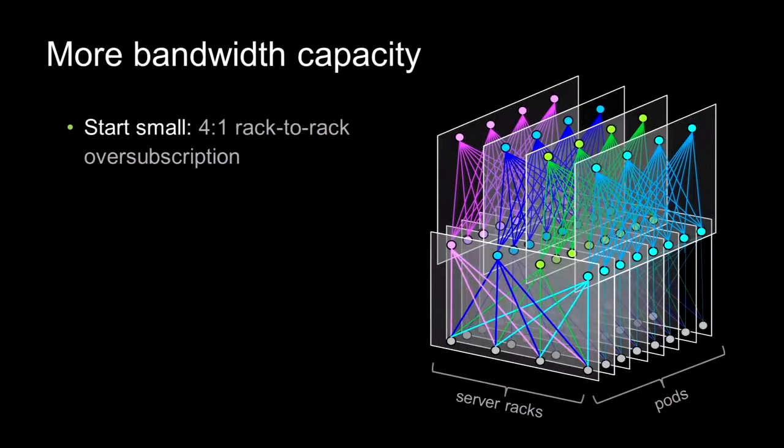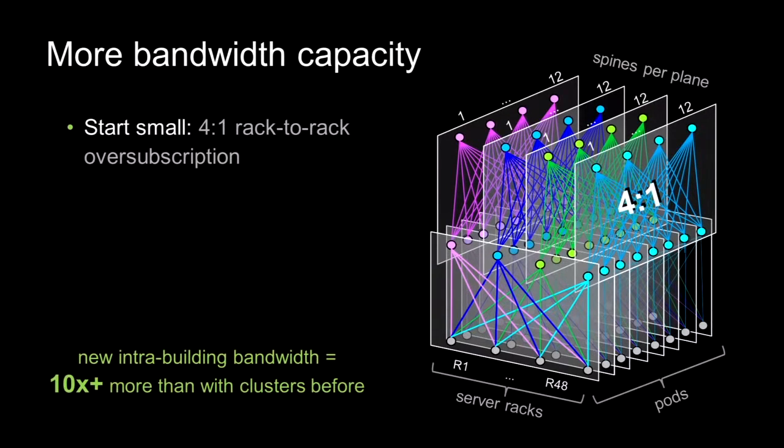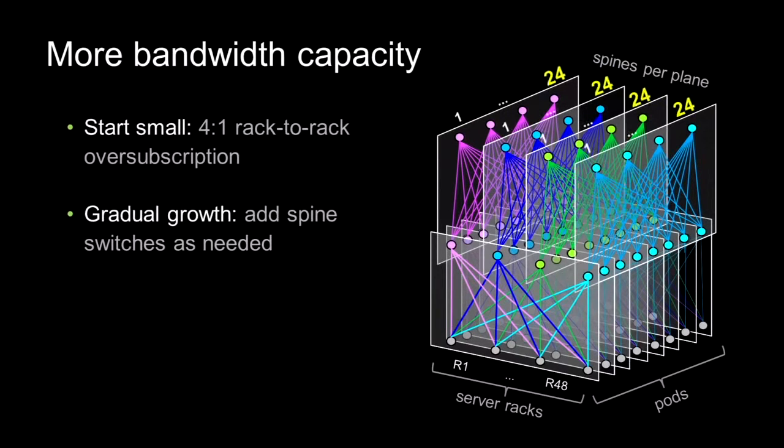It offers much more bandwidth than what the cluster network offered us before, and it allows us to gradually grow into that full capacity. We can start small. We can start at 4-to-1 rack-to-rack oversubscription, and what that means is we have 48 racks on the bottom and 12 spines per plane on the top. So for 48 inputs, we have 12 outputs, 4-to-1. Even this starting point is providing us 10 times more inter-building, inter-cluster communication bandwidth than what we had before with the oversubscribed cluster network. Then we can gradually grow.